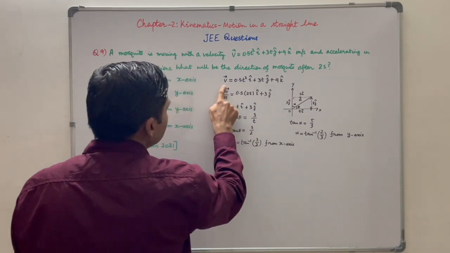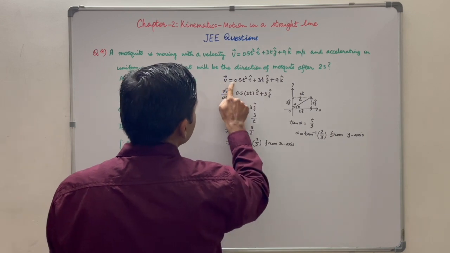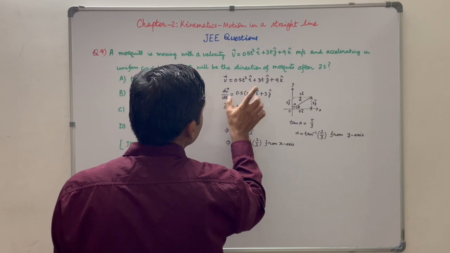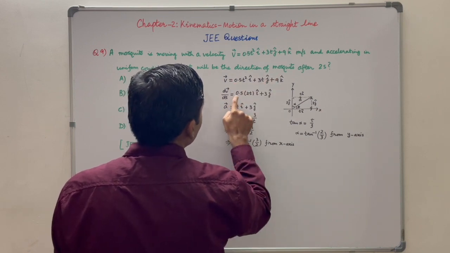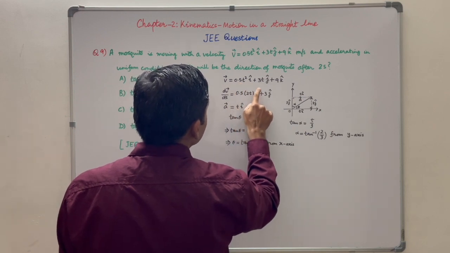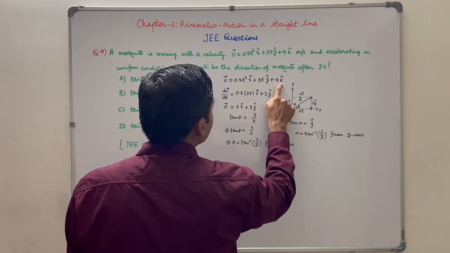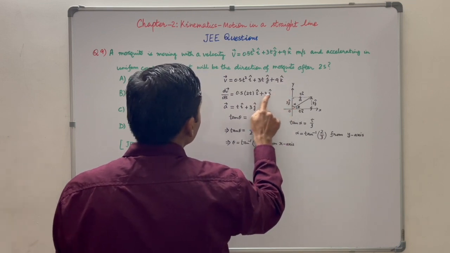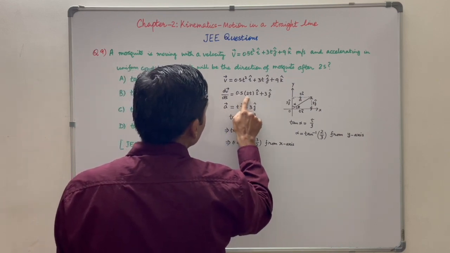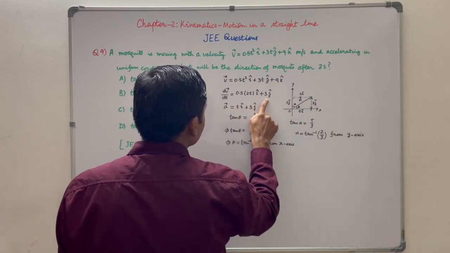It is given that v = 0.5t² i + 3t j + 9k. Differentiating both sides with respect to time, dv/dt = d/dt of this whole, which is 0.5 into d/dt of t², that is 2t, i, plus 3 into d/dt of t, that is 1, j, plus d/dt of this constant, which is 0. dv/dt is a. So a = 0.5 into 2, that is 1 into t, meaning t i + 3j.